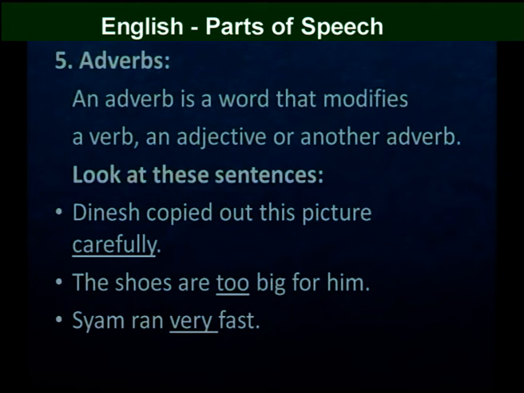What's that adjective? Big. Now, look at the third sentence. Shyam ran very fast. Who ran fast? Shyam. What did he do? He ran fast, very fast. So, the underlined word very is an adverb, and adds some more meaning to another adverb, fast.